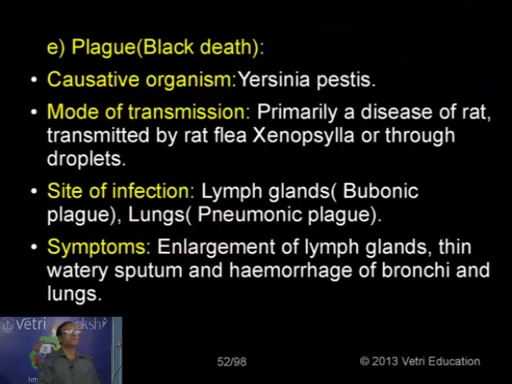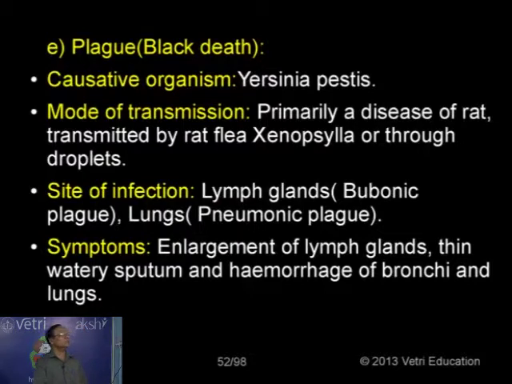Now plague. It is also called black death. One of the symptoms of this disease is hemorrhage, bleeding in the bronchi and lungs, the oozing out of blood. Along with the bleeding, the blood turns black in color because of the breakage of the blood vessels, ultimately leading to the death of the individual, hence called black death. So hemorrhages, release of blood, leading to black color, and death. That is called black death.